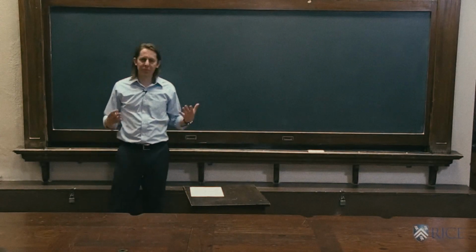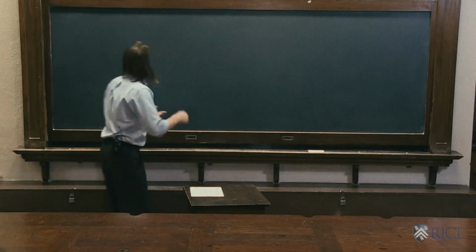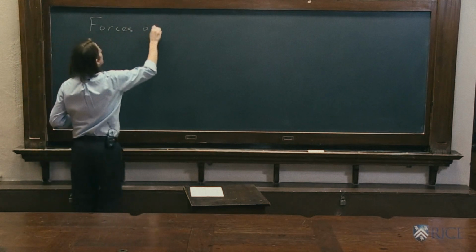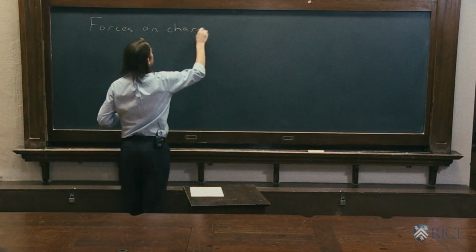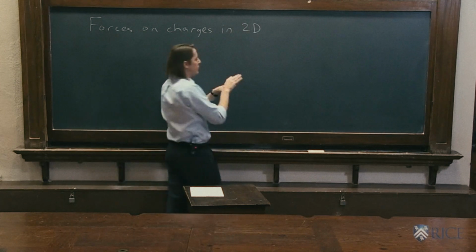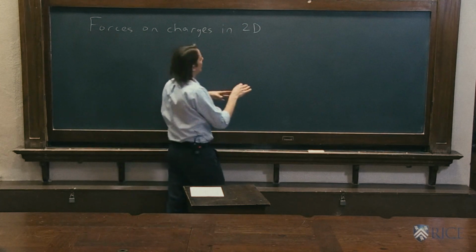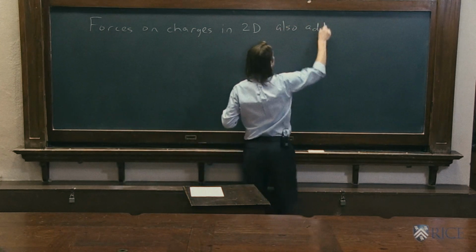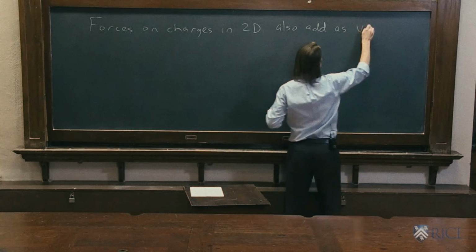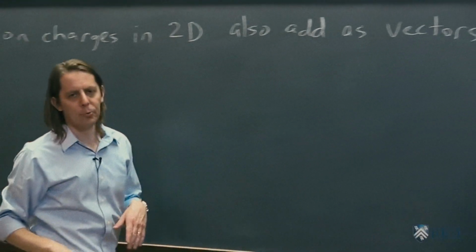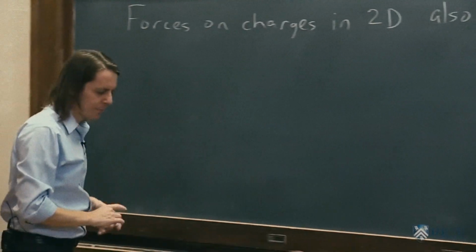So we've added up some forces on charges in 1D, but we can also add them in 2D. So, forces on charges in 2D, and by 2D I just mean they're spread around on a plane, they're not just on a line. In 2D they also add as vectors, or I might be willing to say they superpose, they obey superposition.